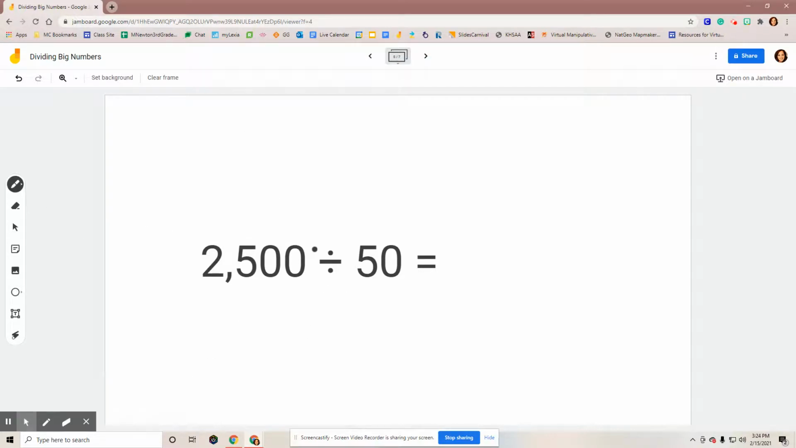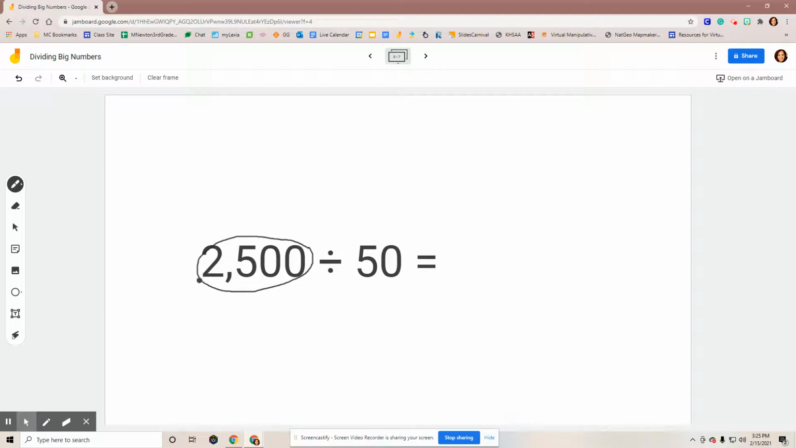So what we're going to do is you have your quotient. Okay, that's your big number. So this is pretty much the product if you're looking at the multiplication problem. This is your biggest number. This is what the answer is to a multiplication problem. And we're dividing it. Okay, so we're taking 2,500 and we're splitting it into 50 equal pieces.